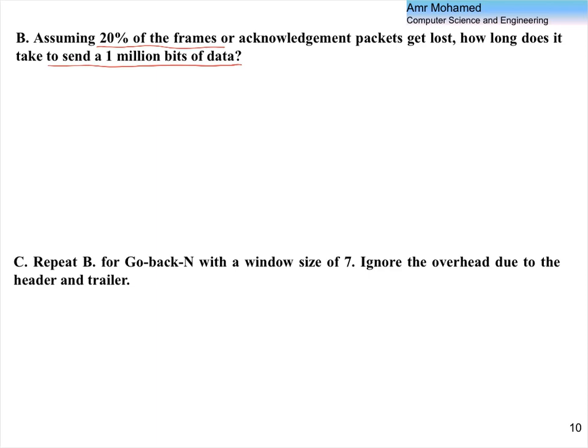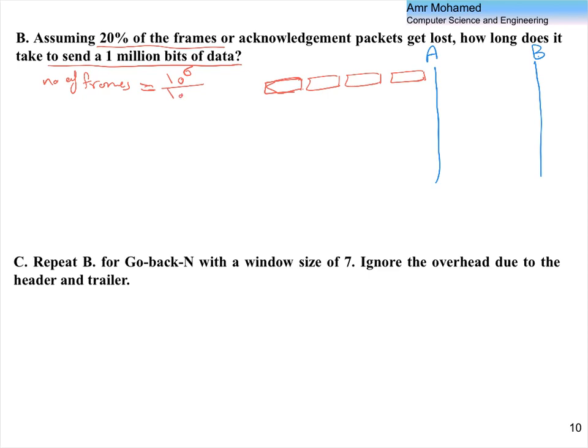Okay. So first, let's just visualize how this works. This is very important to start this calculation. So imagine we have A and we have B. A has a specific number of frames. How many frames do we have when sending 1 million bits? Number of frames equals 1 million divided by 1,000. So we actually have 1,000 frames.